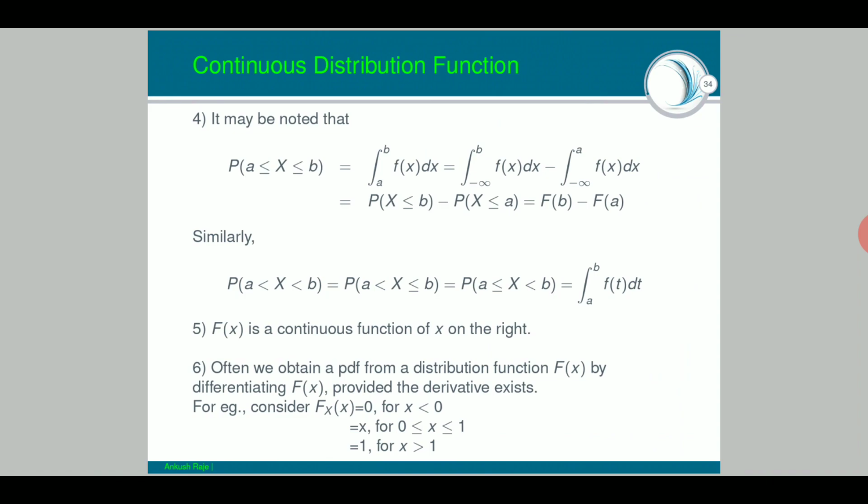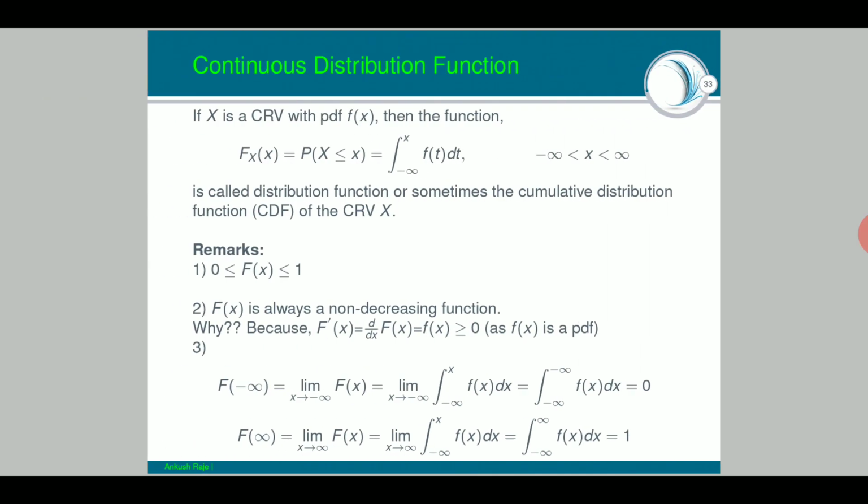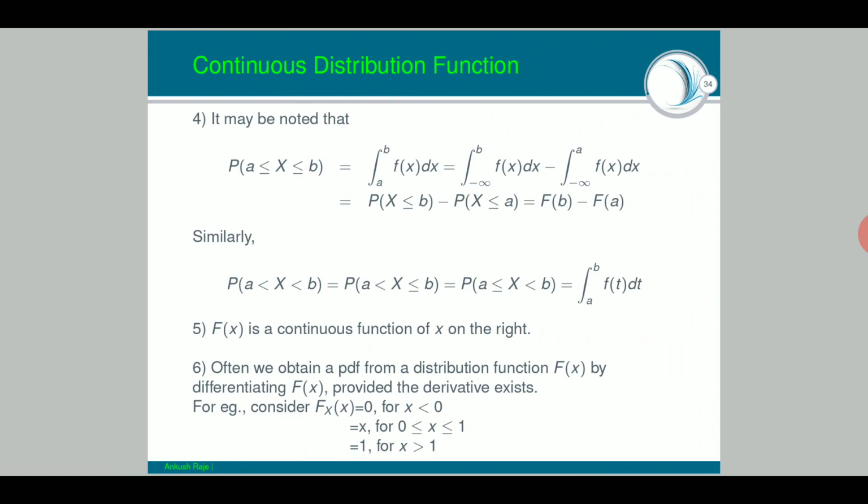Fourth note is that the probability of a less than or equal to X less than or equal to b, both included, that means a closed interval, is the integral from a to b of f(x) dx. I am splitting it as the integral from minus infinity to b of f(x) dx minus the integral from minus infinity to a of f(x) dx. Can I do that? Just think about it, and let me know whether I can do it or not.